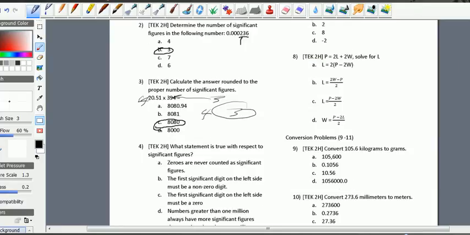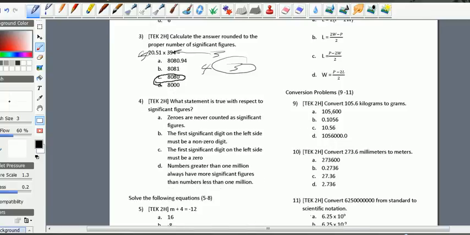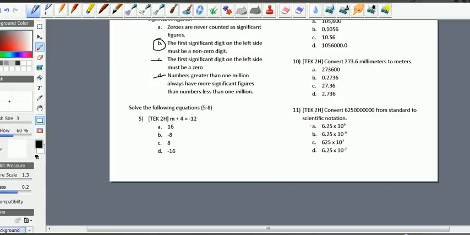What statement is true? Zeros are never counted as significant figures. Yes, they are, because they can be counted in the middle, like at number C. The first significant digit on the left side must be non-zero. Numbers greater than 1 million always have more significant figures. That's false. The first significant digit on the left side must be a non-zero. That's when you start counting.